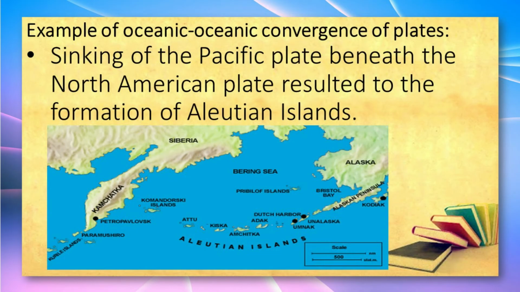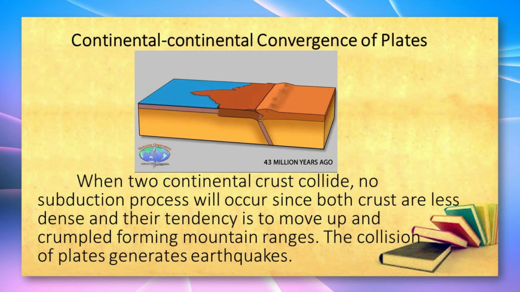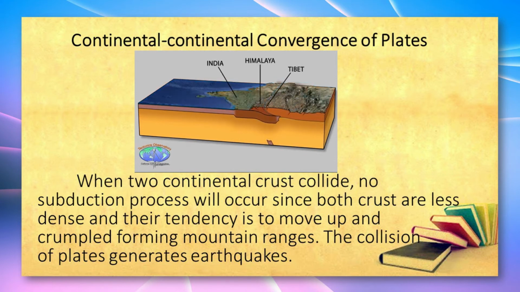The sinking of the Pacific plate beneath the North American plate, which resulted to the formation of Aleutian Islands, is also an example of oceanic convergence of plates. The third type of convergent plate boundary is continental convergence of plates. It occurs when two continental crusts collide.